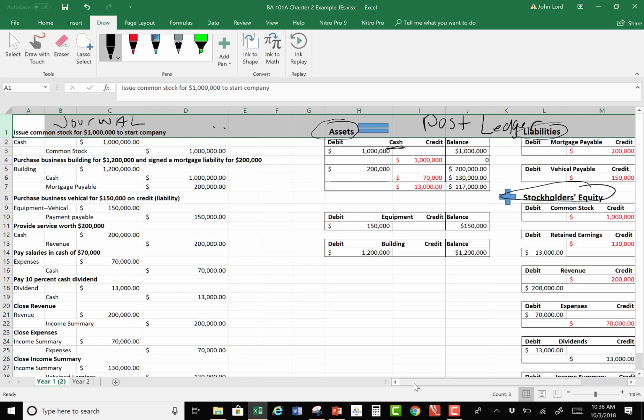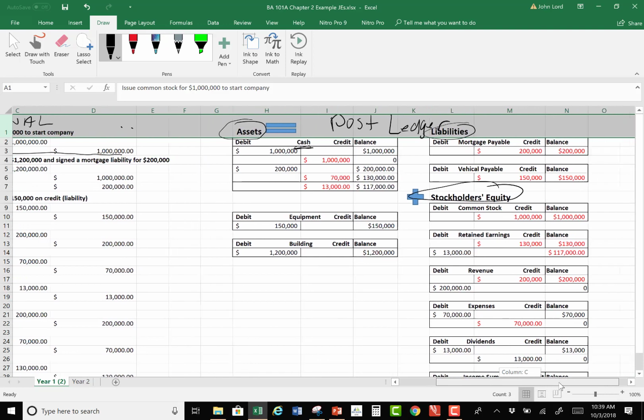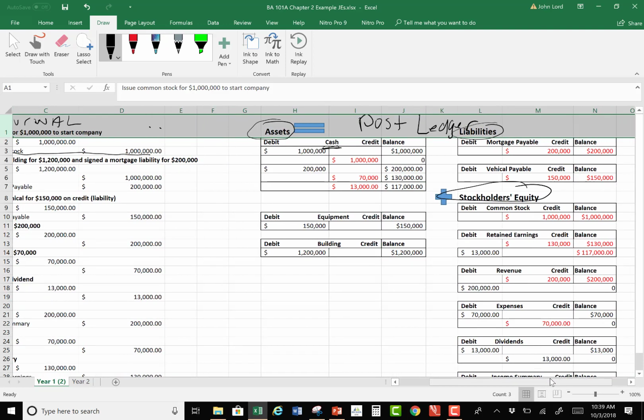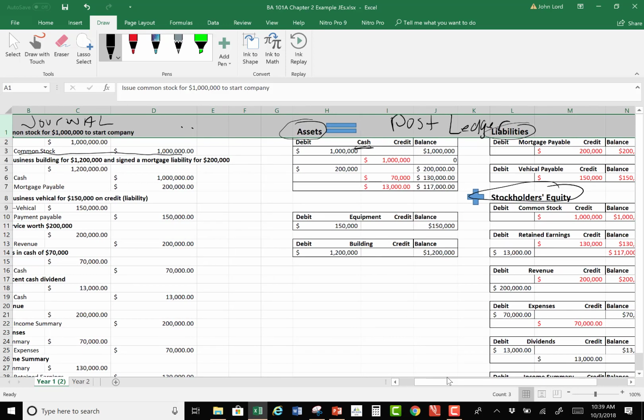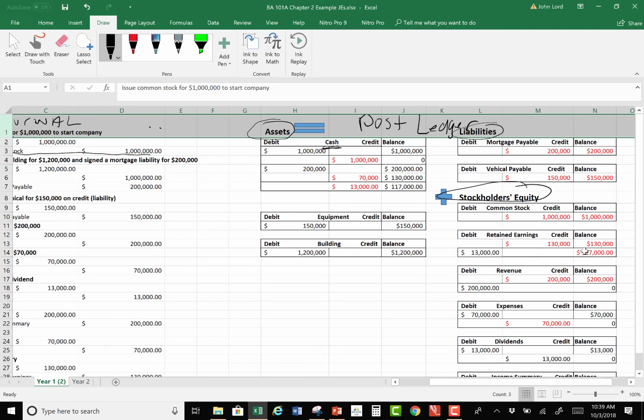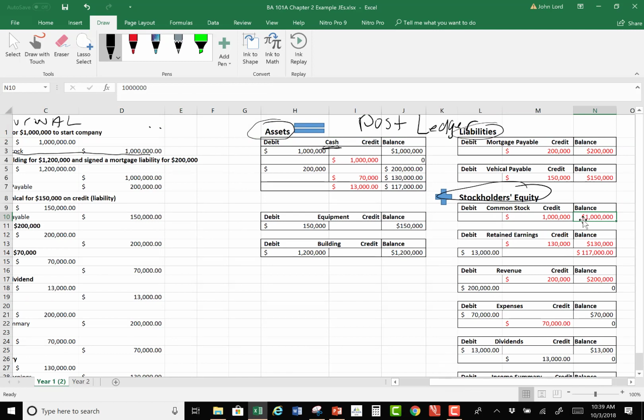Then we go ahead and we do the same thing with the credit for the common stock. Common stock is one of our stockholders' equity accounts, isn't it? So we come over to stockholders' equity. We pick up the $1 million credit to common stock. We put it there, don't we? And when we do, the common stock balance shows how much? Shows $1 million, doesn't it?